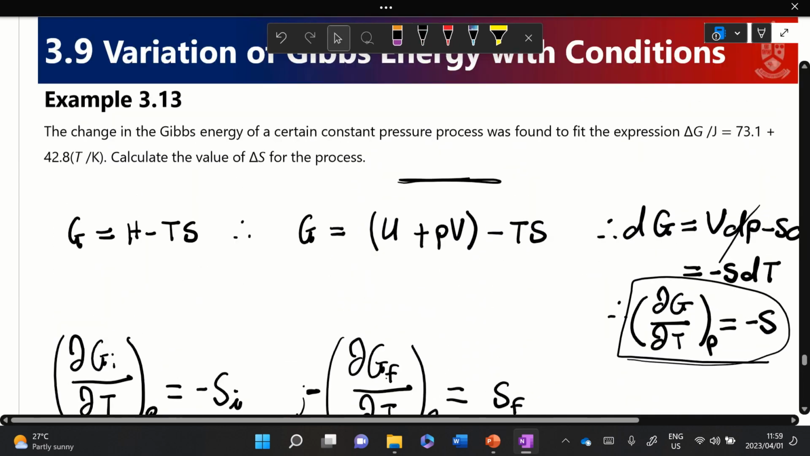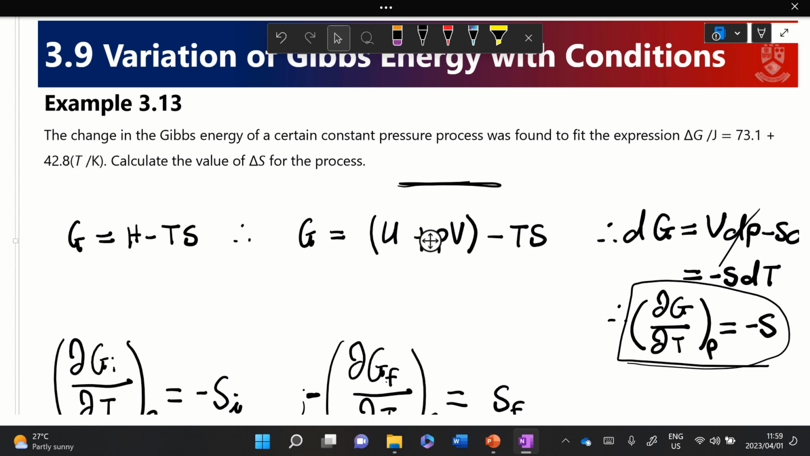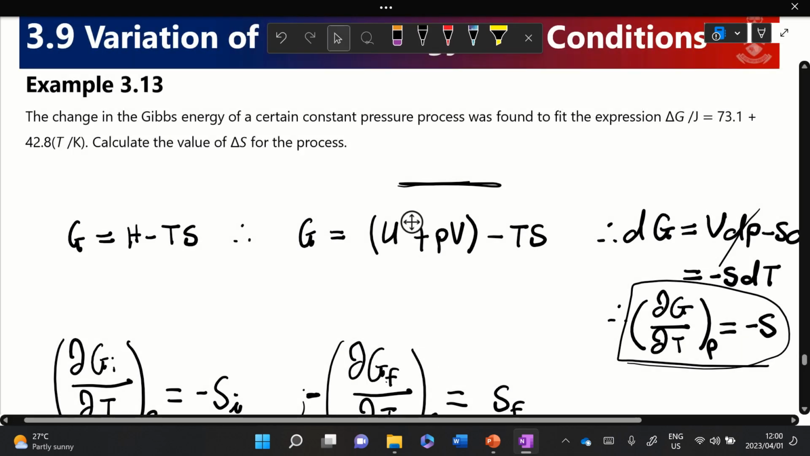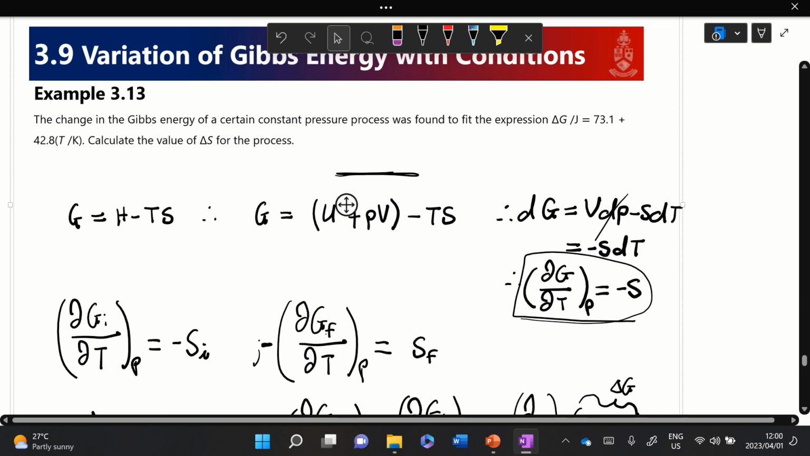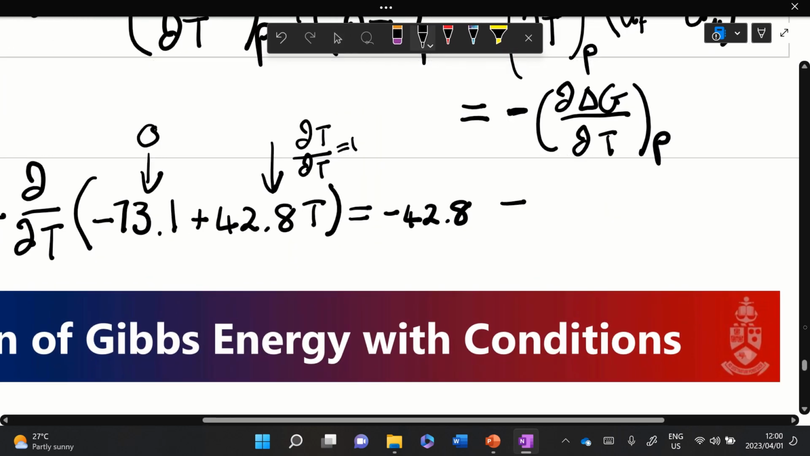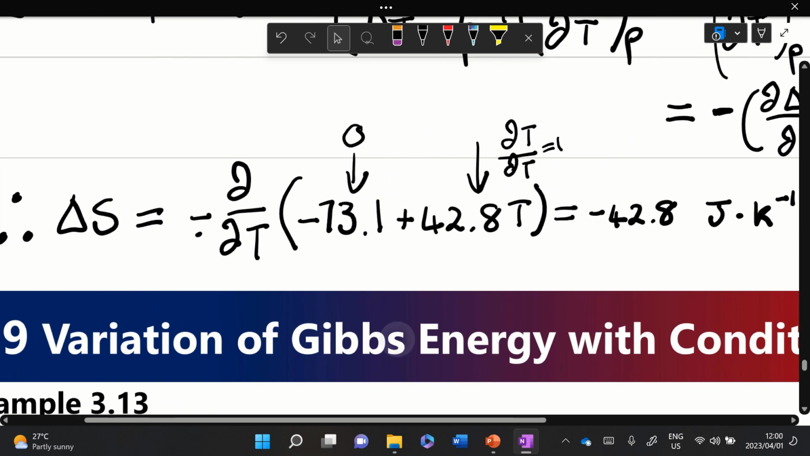We just need to check what the unit was. The unit here at the bottom was per Kelvin, and delta G is in joule. So it is in joule per Kelvin, which also corresponds to the unit for delta S.